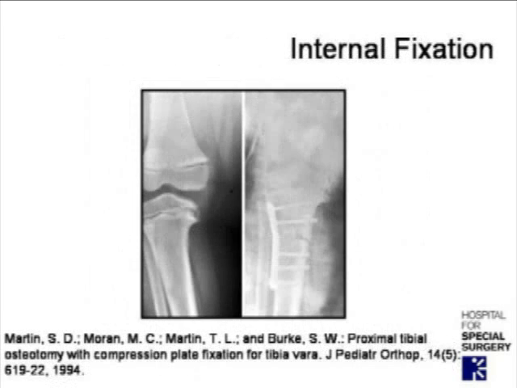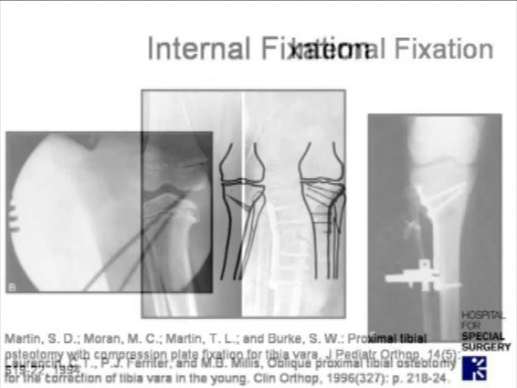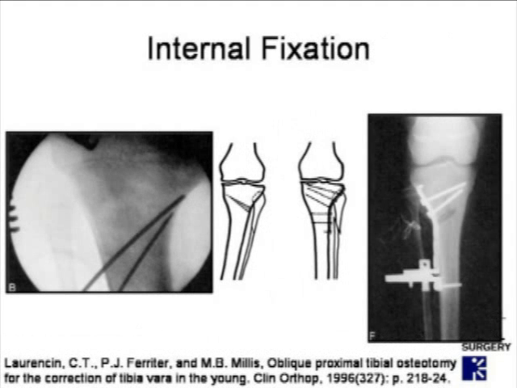So where are we going and where have we been in terms of osteotomies in the treatment of Blount's disease? In the 1980s and 1990s, internal fixation was really the gold standard for correction of deformity. And that's well described in multiple articles. There's an article in the early 90s by Steve Burke and some other HSS alumni. Another article by Mike Millis out of Boston later in the 90s describing an oblique osteotomy and internal fixation.